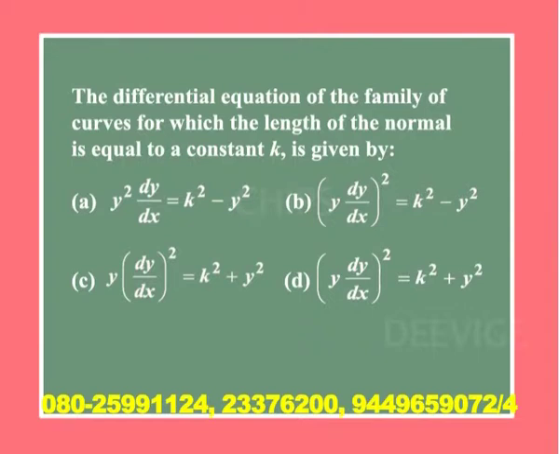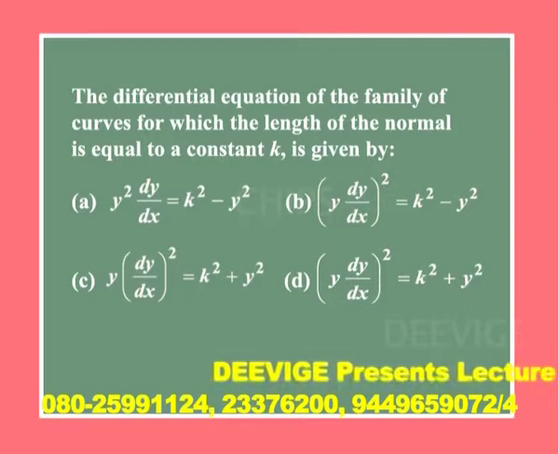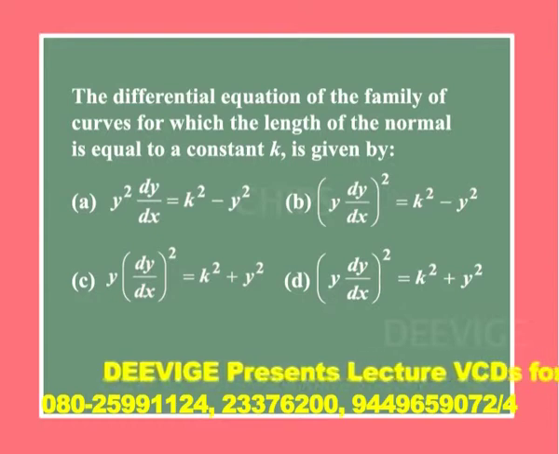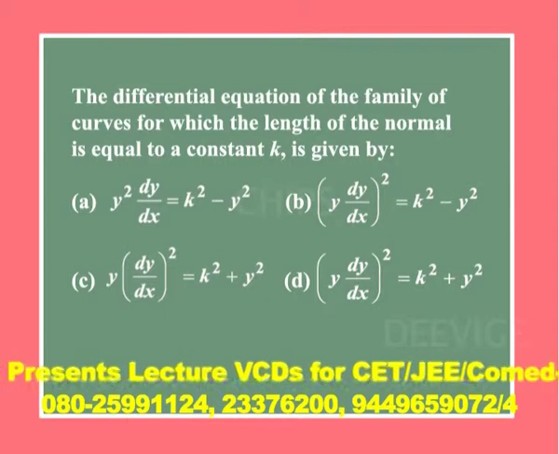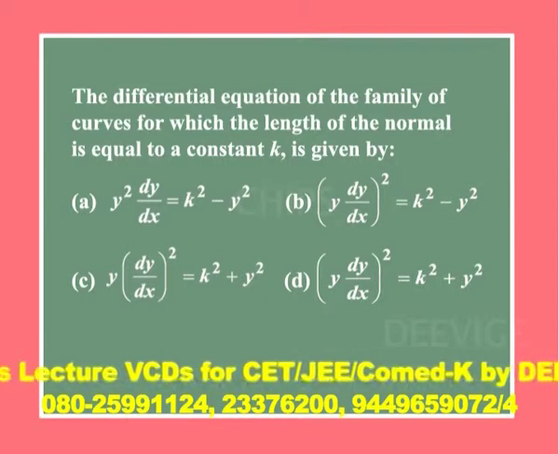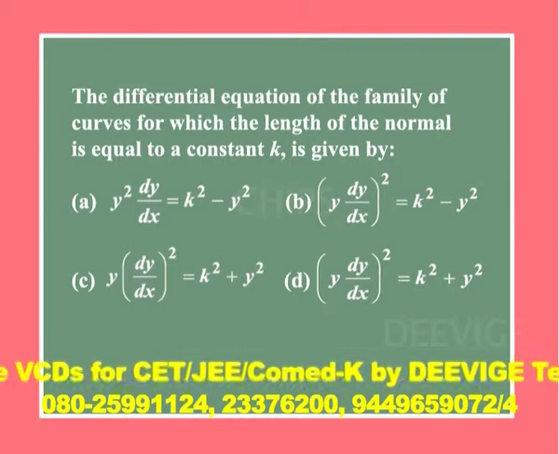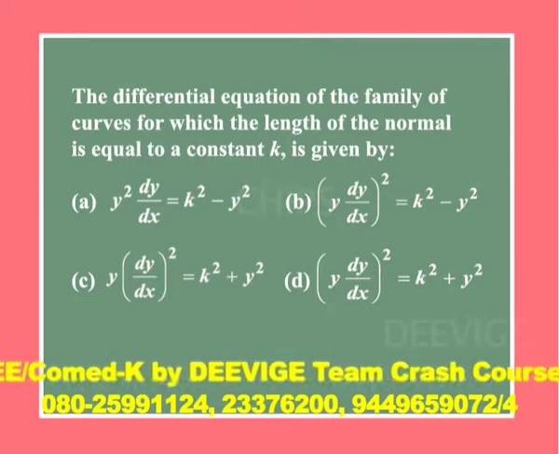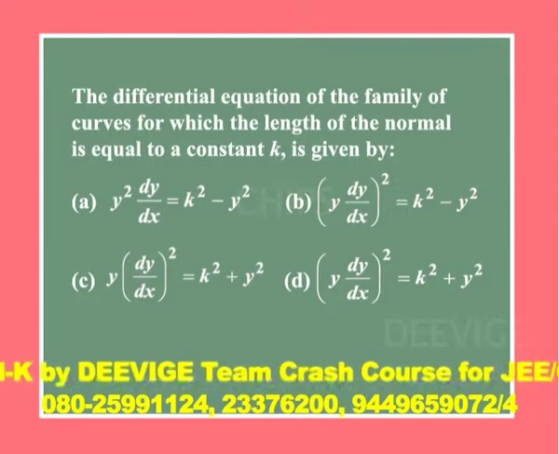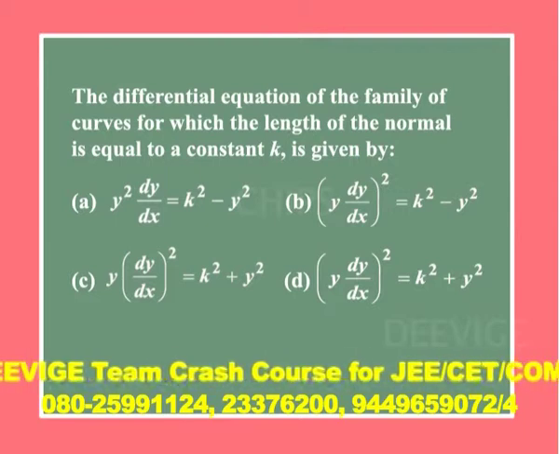The differential equation of the family of curves for which the length of normal is equal to a constant k is given by: option A, y square into dy by dx is equal to k square minus y square. Option B, y into dy by dx whole square is equal to k square minus y square. Option C, y into dy by dx whole square is equal to k square plus y square. Option D, y into dy by dx whole square is equal to k square plus y square.